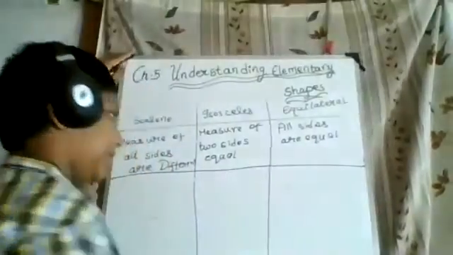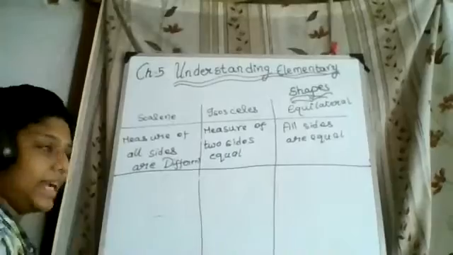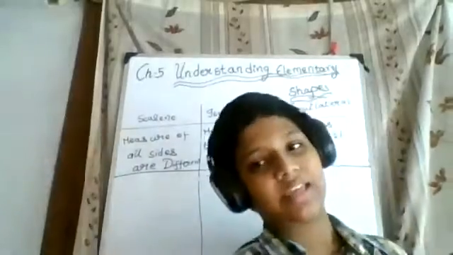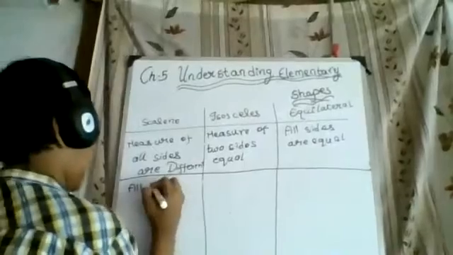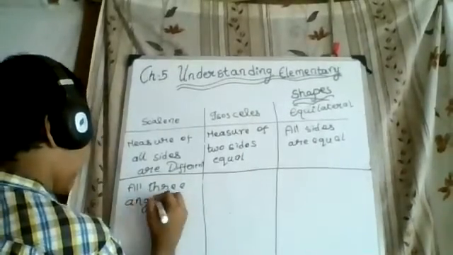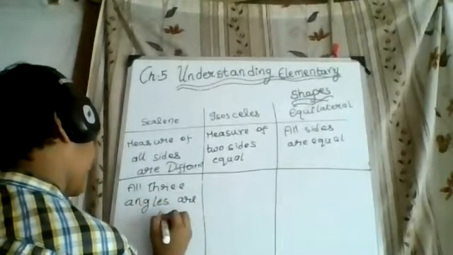And next, we are having angles. This is classification of sides, but it includes angles also. Scalene: all three angles are different.